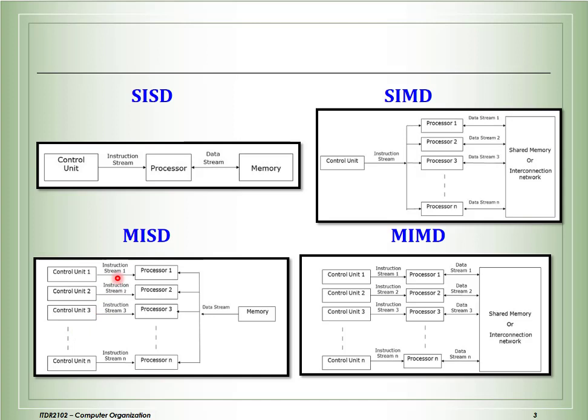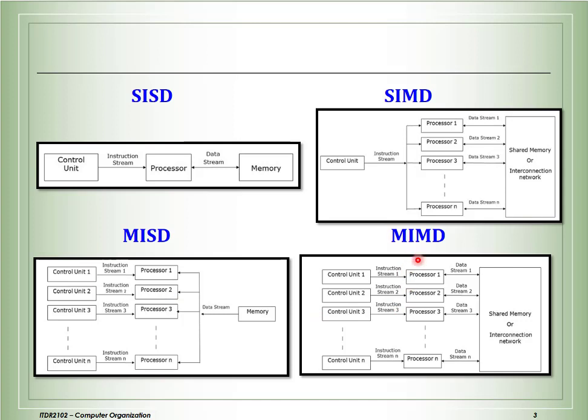Now the third one is multiple instruction and single data. Multiple instructions are received from multiple control units. Each processor has its own control unit, gets its instruction from that control unit, and then operates on a single data stream received from the memory. There is a single memory for all these processors.